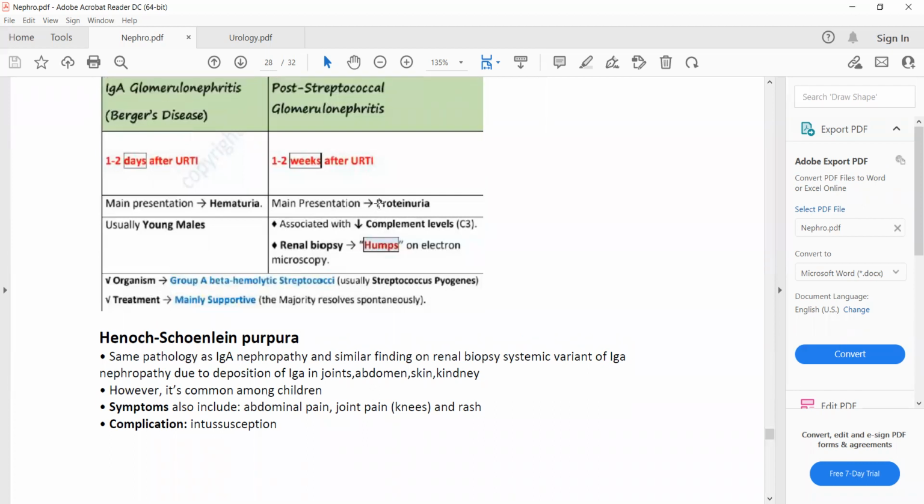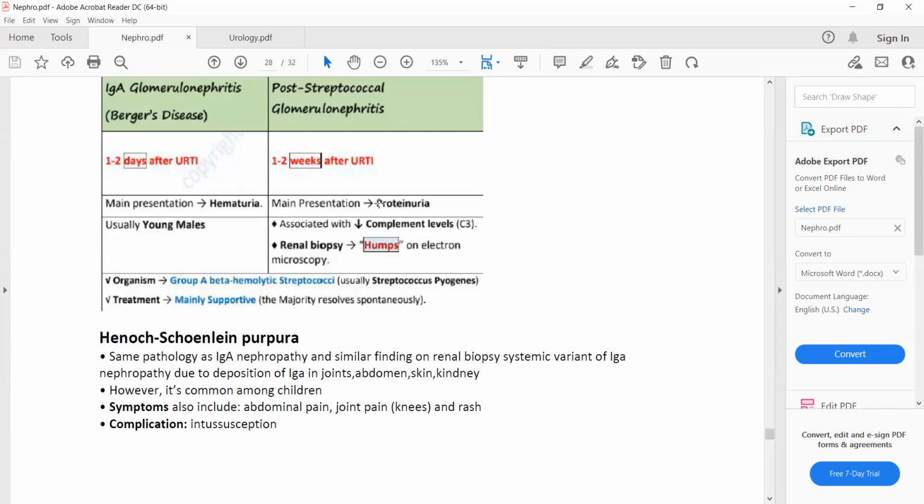Henoch-Schonlein purpura is a systemic variant of Berger disease or IgA glomerulonephritis. Because it is a systemic variant, it will involve other organs such as skin, abdomen, and joints. So if a person develops hematuria after a history of upper respiratory tract infection, and there is also a skin rash that is mainly limited to the lower limbs, buttocks and thighs, abdominal pain and joint pain, then your diagnosis will be Henoch-Schonlein purpura.